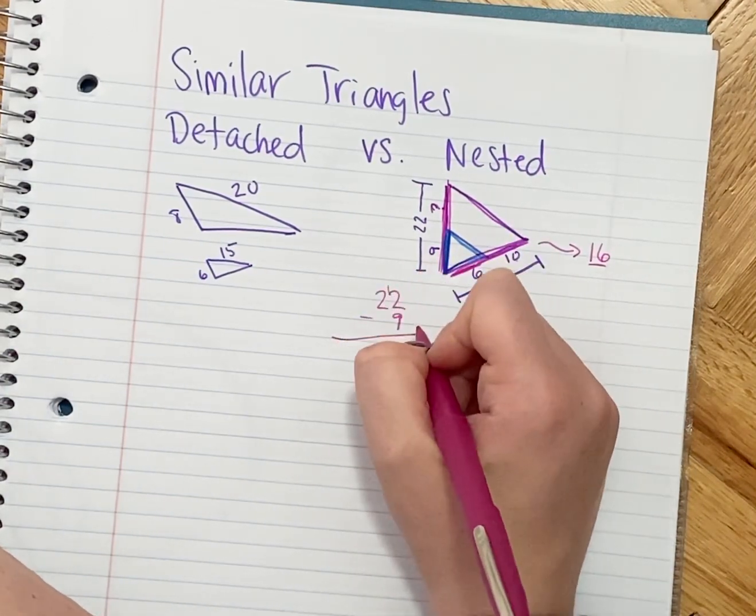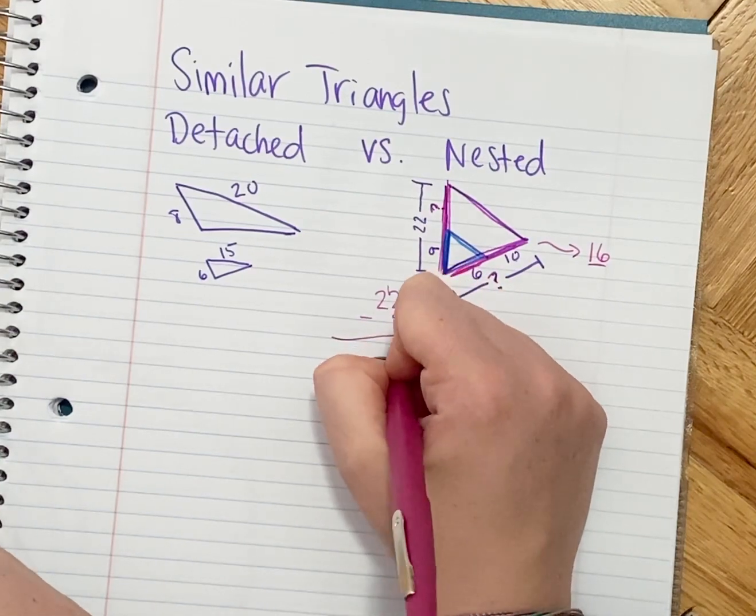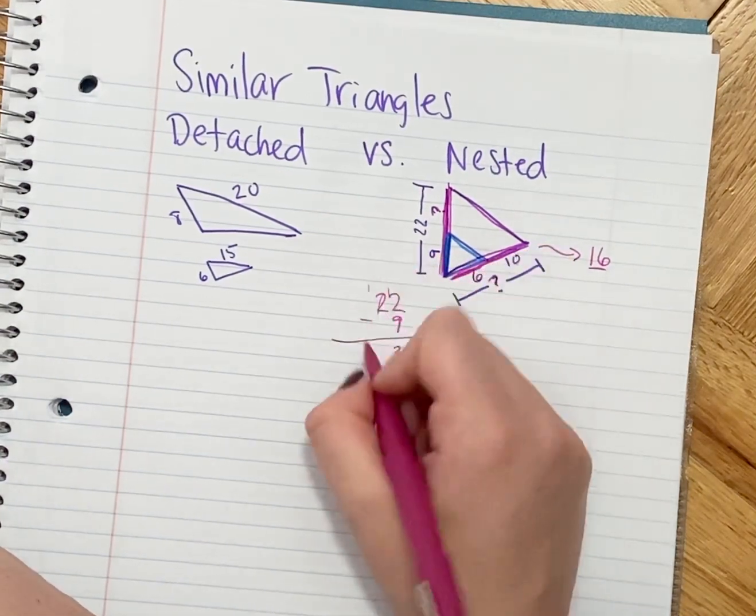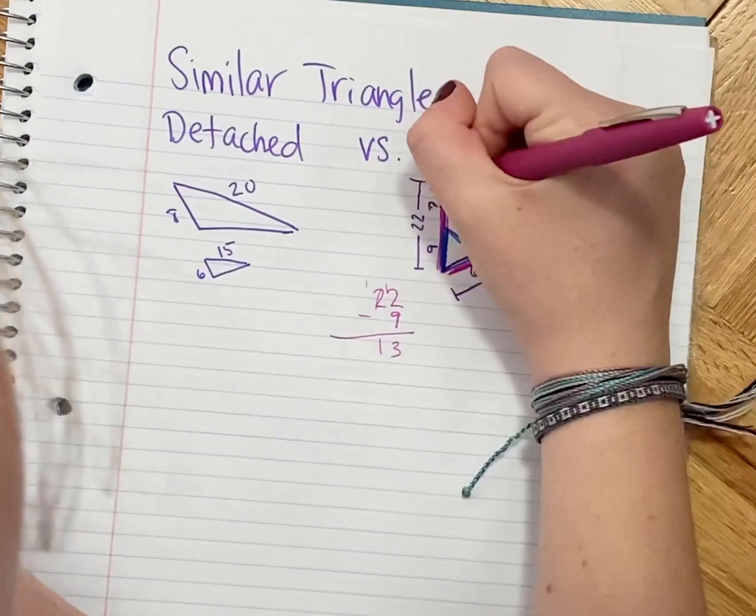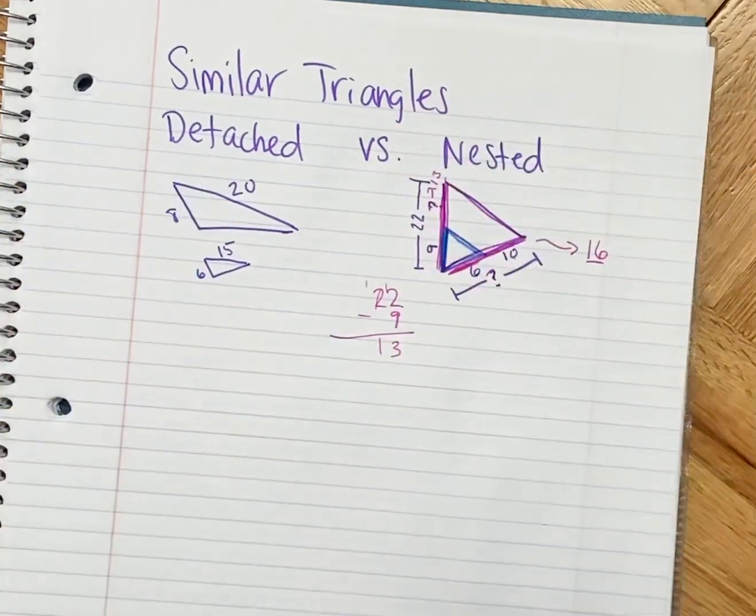Oh, probably should have done this before, huh? 12 minus 9 is 3. We took 1 away, so it's going to be 13. Okay, so that leaves us with 13 for that little part.